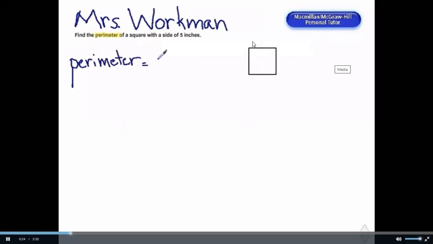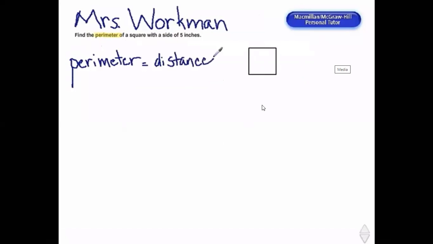Perimeter is equal to the distance around a figure. So take a minute and draw a square. I've done that, and we're told that this square has a side of 5 inches.